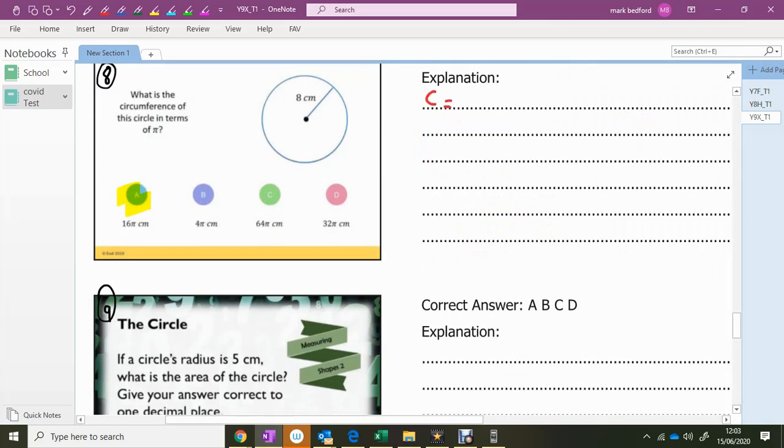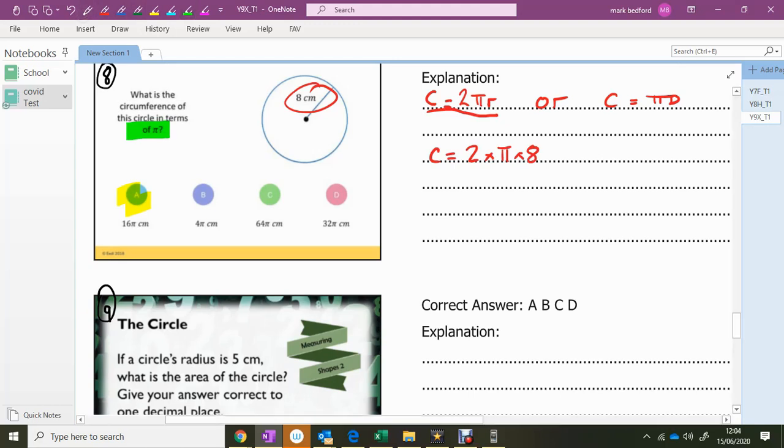On question 8, we're asked what is the circumference of this circle in terms of pi. Again, our two formulas for circumference are 2 times pi times the radius, 2 pi r, or circumference is pi times the diameter. Here we've been given the radius of 8 centimeters, and so I will use this formula with the radius in it. Note my question says give it in terms of pi, so they expect pi to be in the answer.